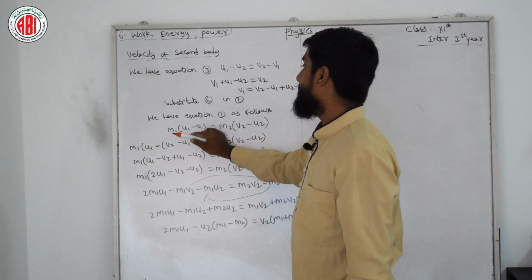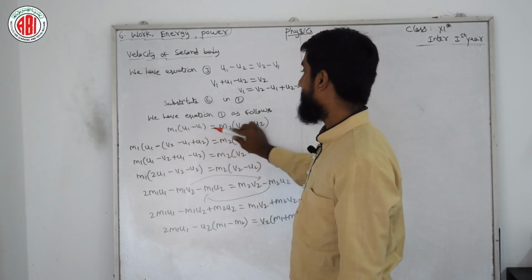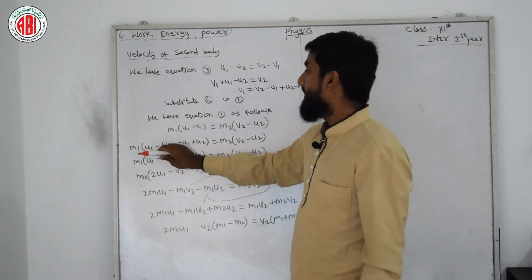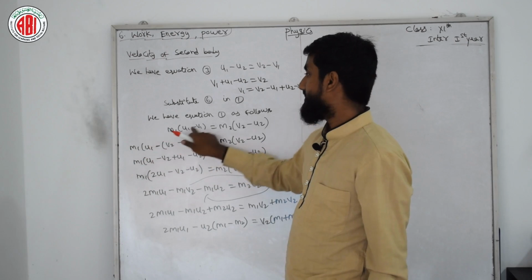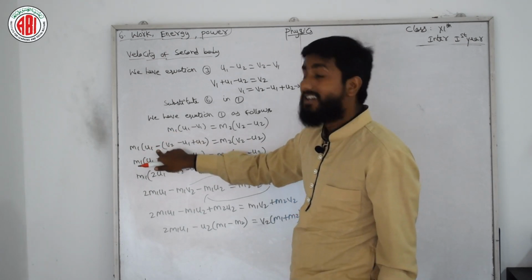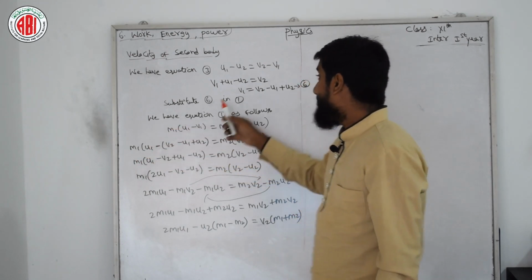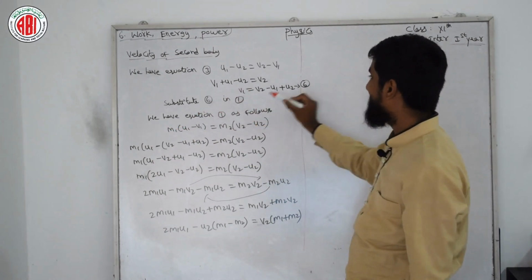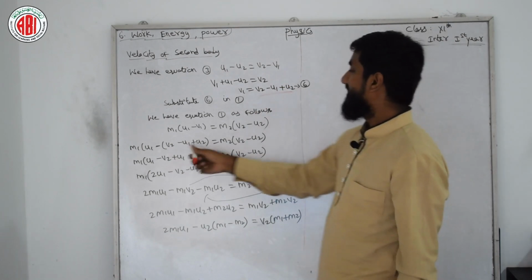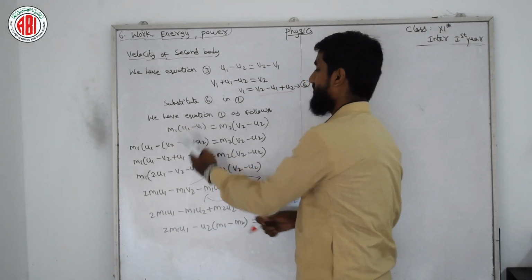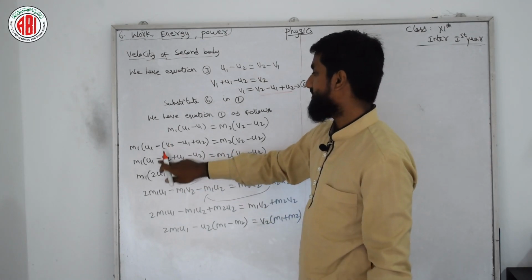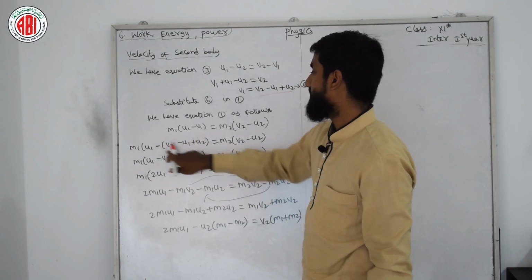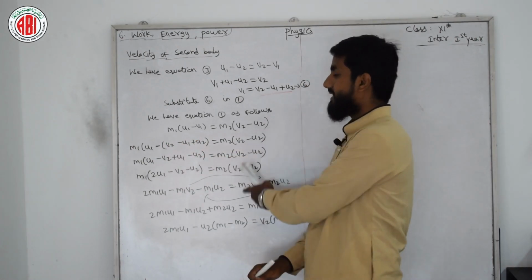So equation 1 we have with us: m1 into u1 minus v1 is equals to m2 into v2 minus u2. Here m1 is as it is, u1 also as it is, minus also as it is, but in place of v1 we need to write this complete term, not just this term. It will be v2 minus u1 plus u2. Now we need to open this bracket with minus, it will become minus v2, minus into minus is plus u1, plus into minus is minus u2, and the RHS, right hand side, is as it is.